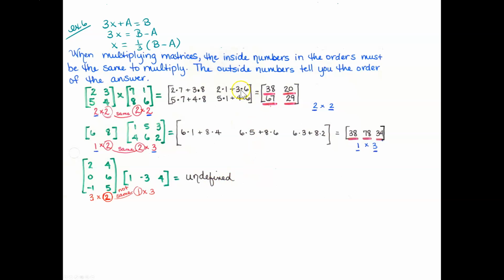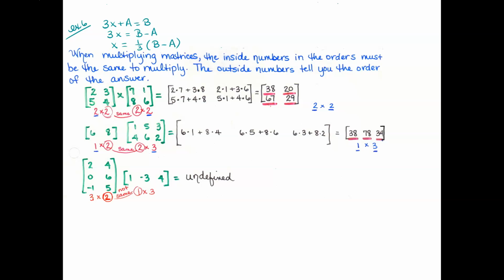Something else that's important is that the outside numbers in your order tell you the order of your answer. So if I look at this first one, my outside numbers are a 2 by 2. So that tells me that my answer is going to be a 2 by 2. So I'm going to go ahead and come over here, and I'm going to give myself 4 blanks for a 2 by 2. If I want to know what goes in the first row, first column, I multiply the first row times the first column.